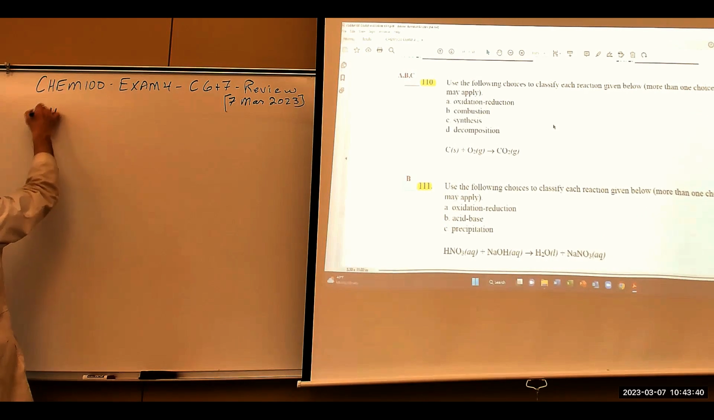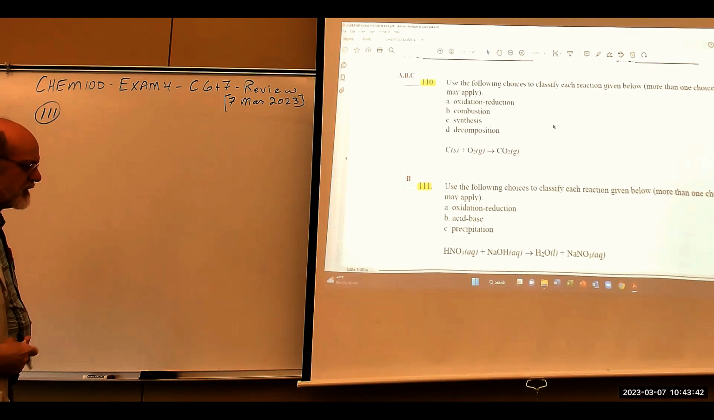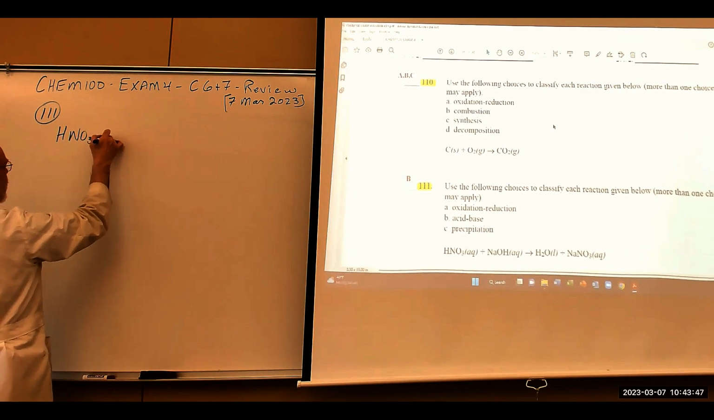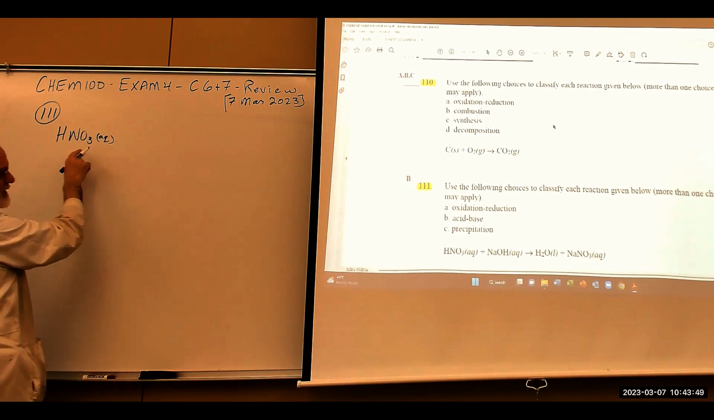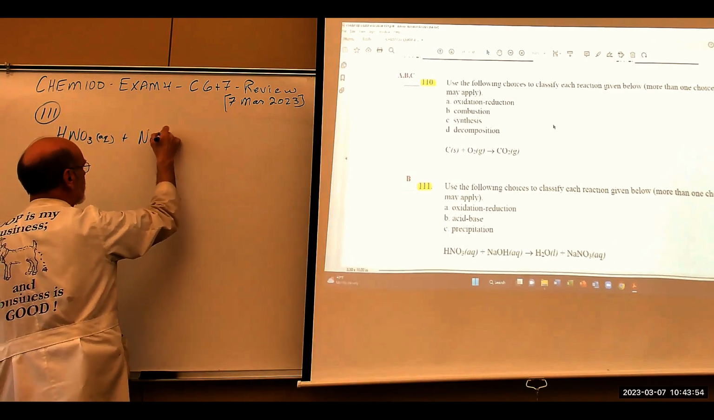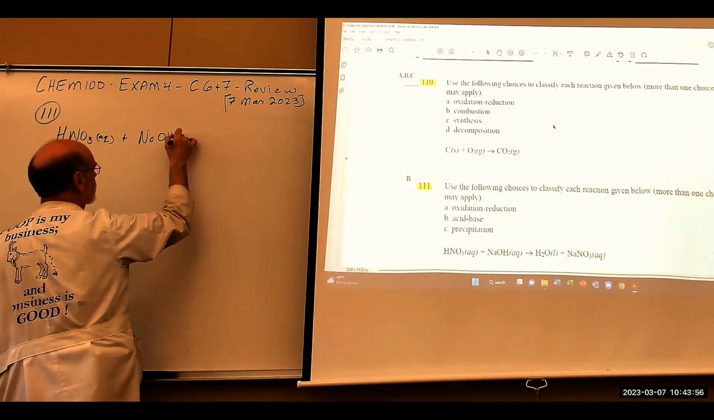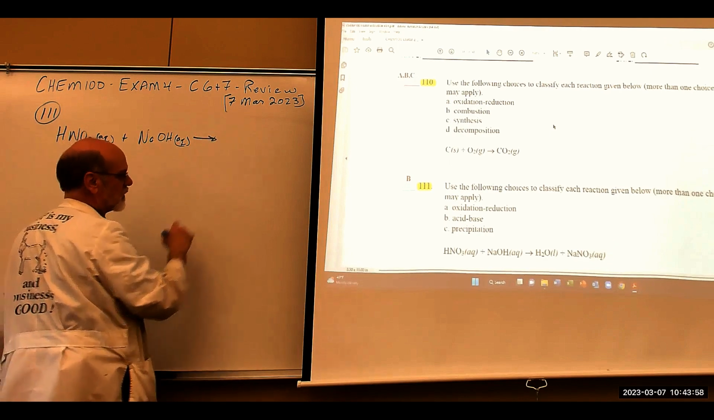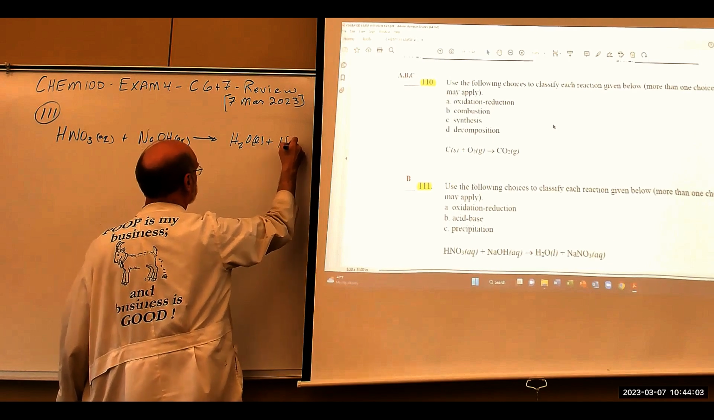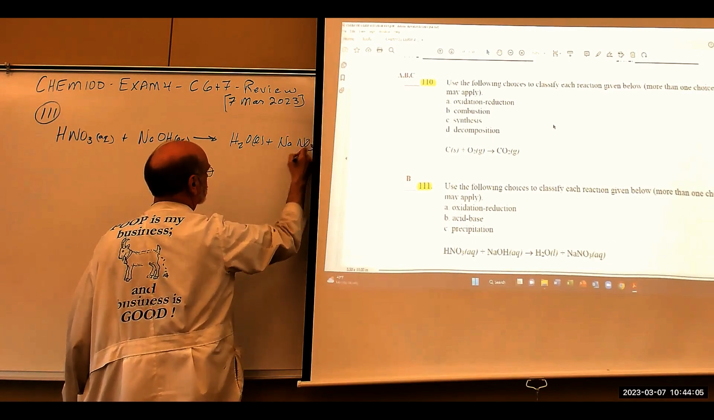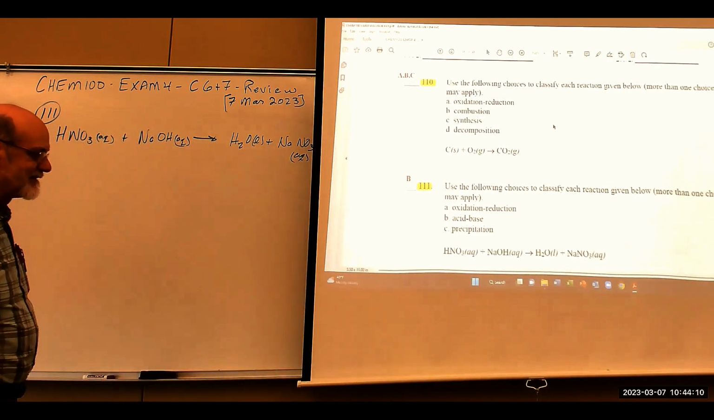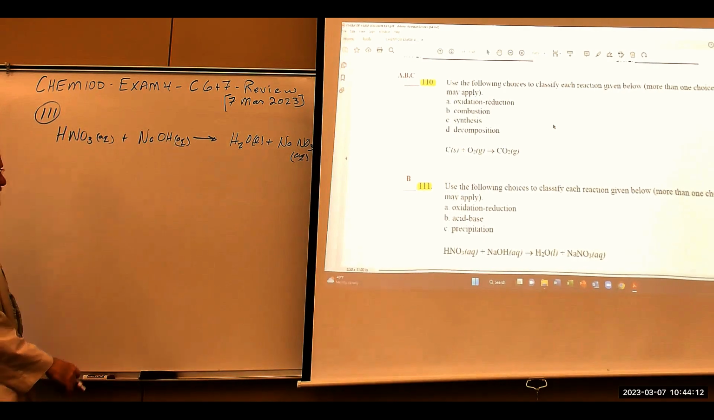(111). So we have HNO3. What is that? Nitric acid plus sodium hydroxide. Probably see where this one's going. Makes water plus sodium nitrate in solution. Okay, that's an acid-base reaction.